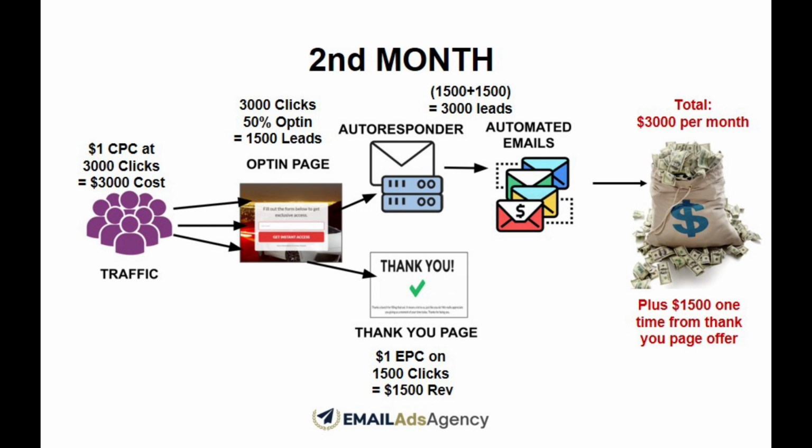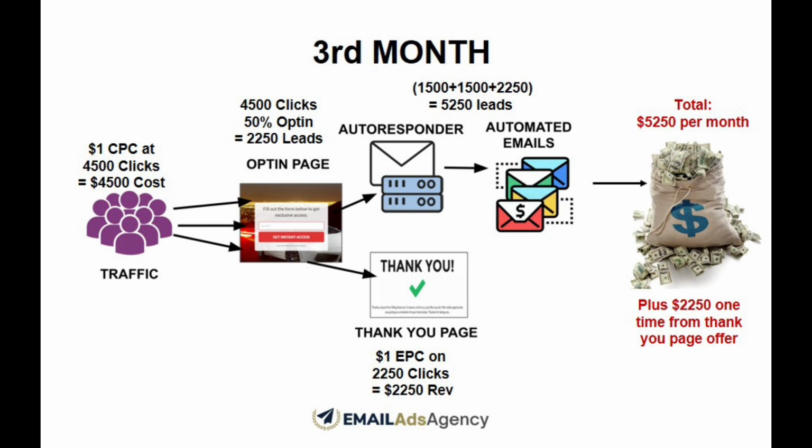which we are again going to reinvest. So coming to month 3, we take the $4,500 we earned during month 2 and reinvest it back into traffic. That $4,500 gives us 4,500 clicks. We send it to the opt-in page, and at a 50% opt-in rate, it gives us 2,250 leads. Those 2,250 leads see the offer on the thank you page and generate a revenue of $2,250 at a $1 EPC, and our list size grows by 2,250 subscribers.